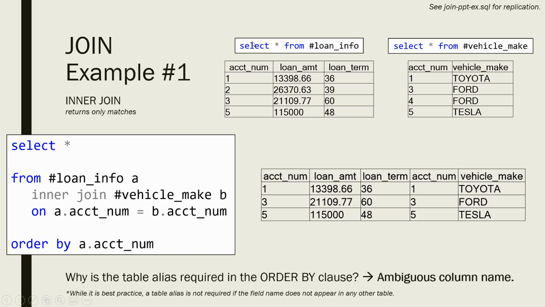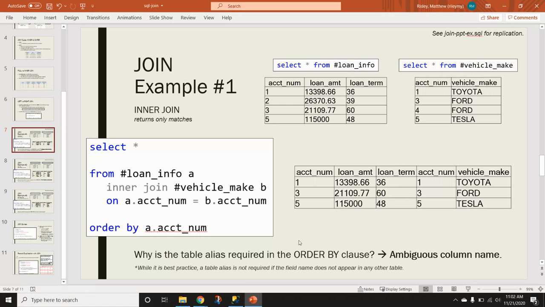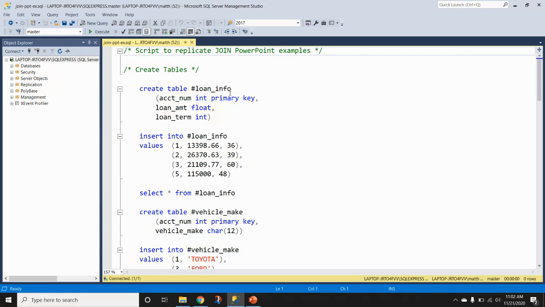Notice that we had these two tables. The left table was our loan info temporary table, and then the right table was our vehicle make. And so these queries will ultimately appear in the script I'm about to jump to. So let's go there. I'm going to use the create table statement. I'm going to create a local temporary table, loan info.